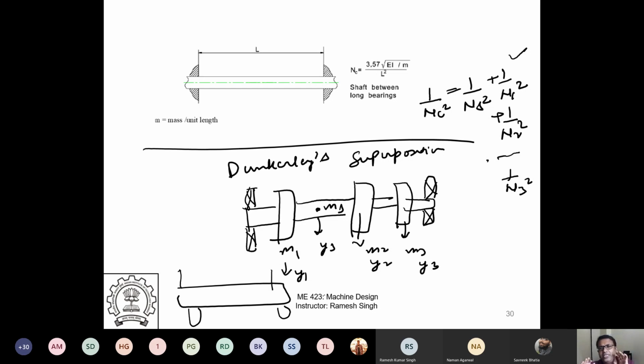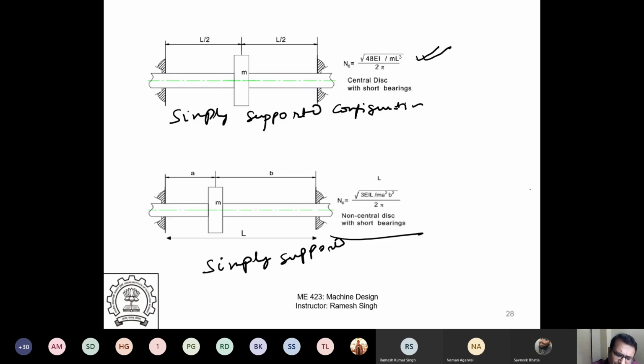So Dunkerley's method just says that you take it as if there was only the shaft there, then only M1 was there, then M2 were there, and you have all these formulae, right? You can use this formula for M1, and for M2 also this formula, for M3 this formula at different locations, because you know A and B are different for M1 and M3, and then just sum it up.